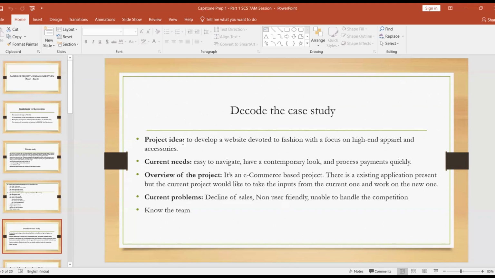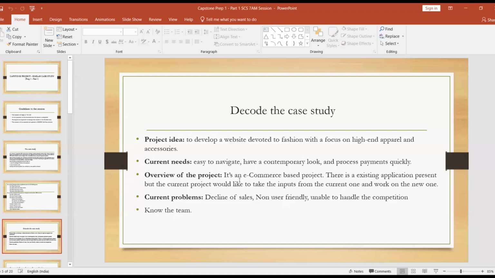Let us try to understand in detail what the project idea is for this case study related to an online fashion store. The project idea is to develop a website devoted to fashion with a focus on high-end apparel and accessories. Mr. Anthony wants to develop this website. What are the current needs? As per the requirements, it should be easy for customers to navigate, have a contemporary look, and process payments quickly.